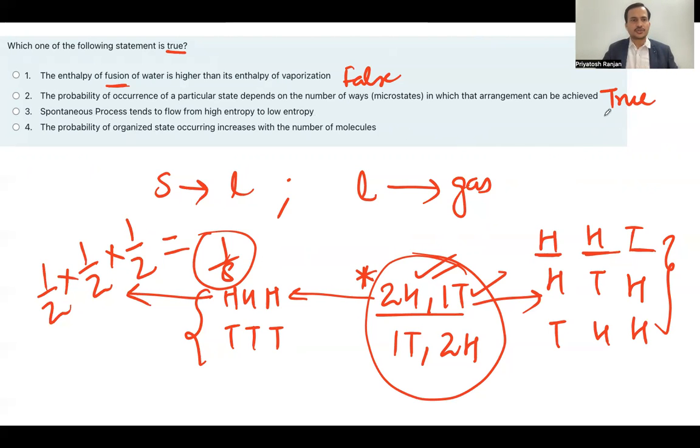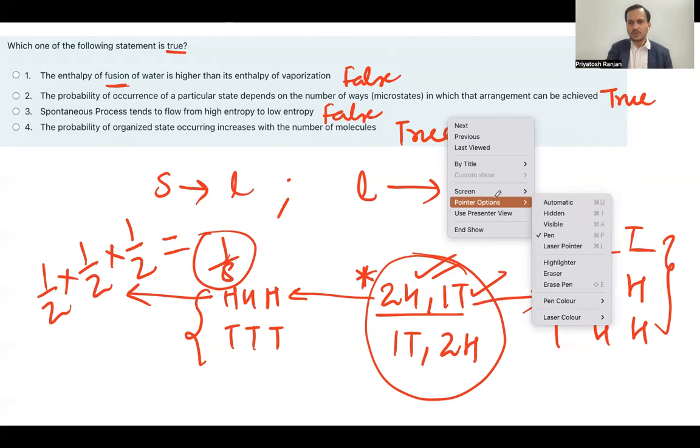So it seems true. Third one: a spontaneous process tends to flow from high entropy to low entropy. If you all can recall the second law of thermodynamics, for a spontaneous process to happen, the change in the entropy of the universe must be positive. So that should be from low to high. So a spontaneous process tends to flow from low to high and not from high to low. So this is again going to be false. The probability of organized state occurring increases with the number of molecules. Again, seems true. Let's discuss this part once again.